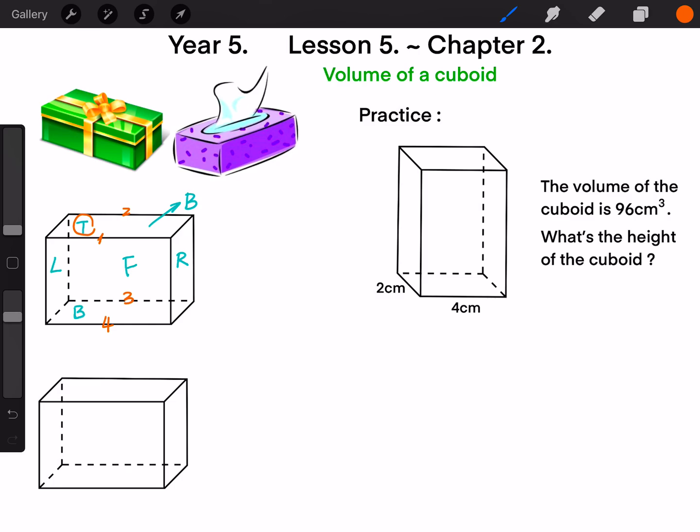For the bottom face, it is a rectangle. Side 3 and side 4 are opposite to each other, so they are equal in length. At last, for the front face, it is a rectangle. Side 4 and side 1 are opposite to each other, so they are equal in length.